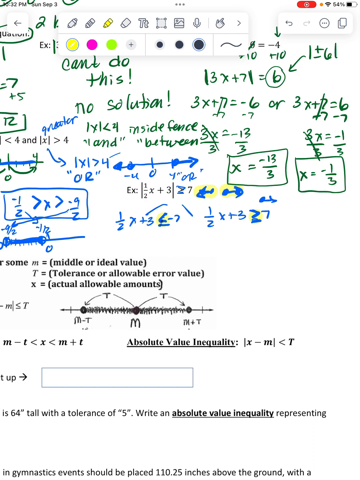And then I just need to solve both of those. So I'm going to take away 3. And I actually would take away 3 here as well.